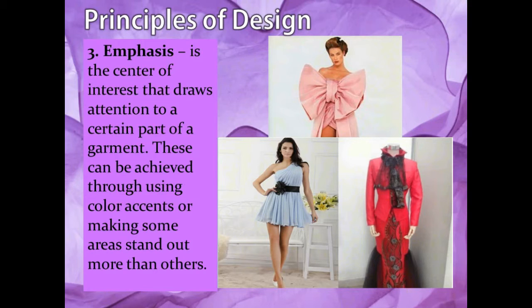Emphasis. Emphasis is the center of interest that draws attention to a certain part of a garment. This can be achieved through using color accents or making some areas stand out more than others. Examples of items used to create emphasis are embroidery, bows, ruffles, buttons, and other trimmings. Color, line, and texture can also be used to draw attention to parts of the body such as the waist and chest. If a person has a beautiful neck or face, some interesting designs such as embroidery on the neckline can be added to enhance the neck or face.